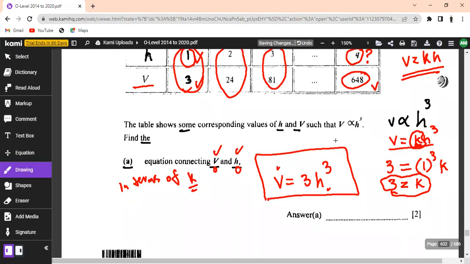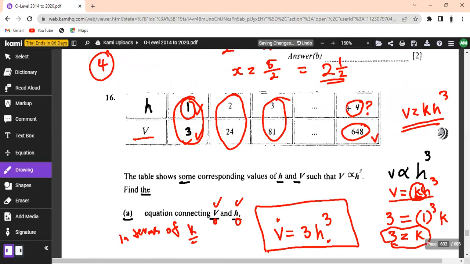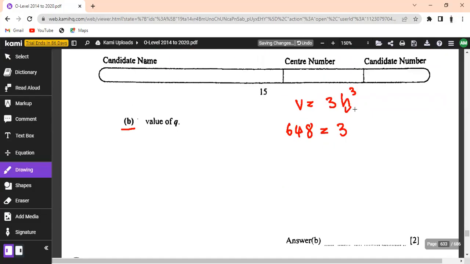So what you're going to do is substitute v is 648. This is your v here, 648, which is equal to 3h. Our h in that moment is the 1 here. This is your h here, which is represented by Q. So you're going to substitute Q in place of h. It's going to be Q to the exponent of 3. All right, so let us calculate our Q, guys. We can divide both sides by 3 here.